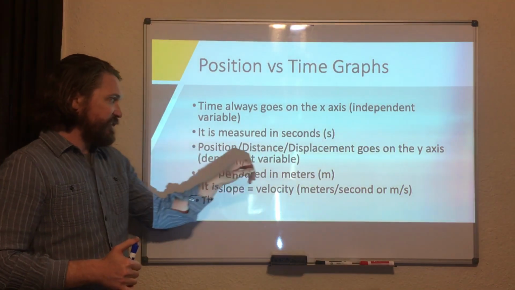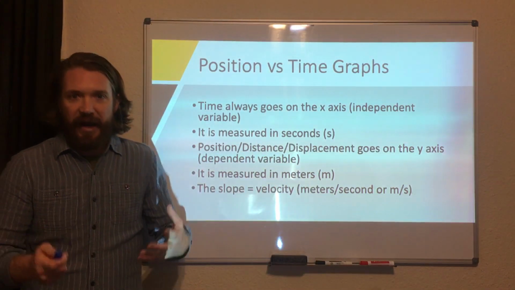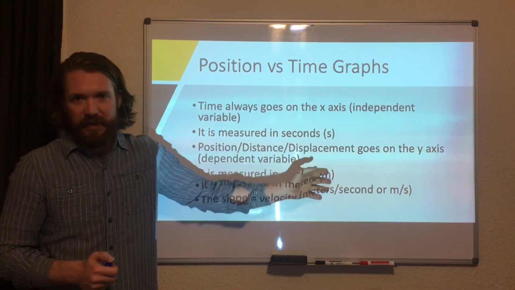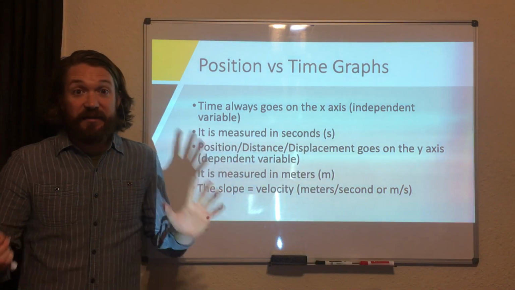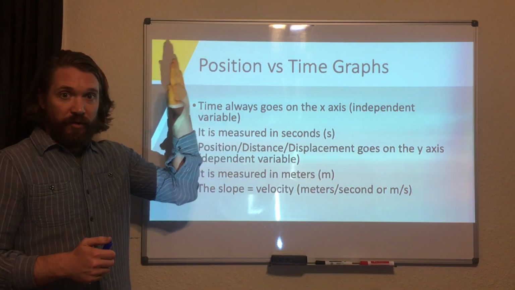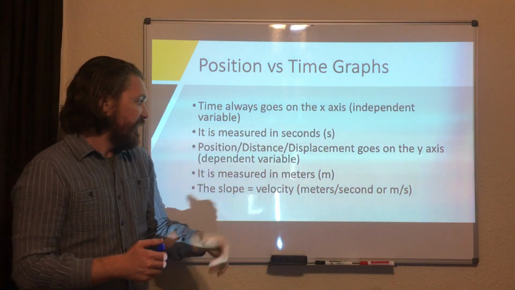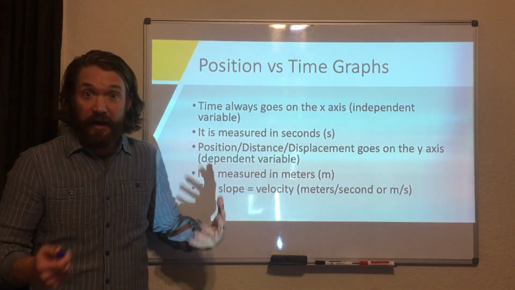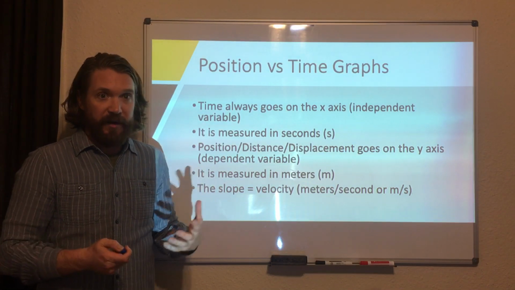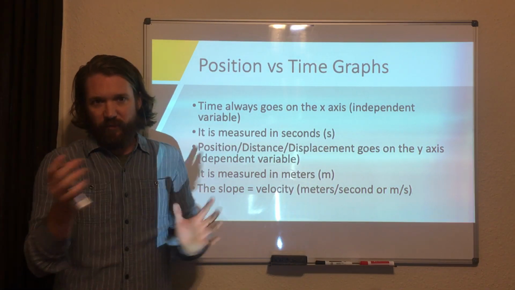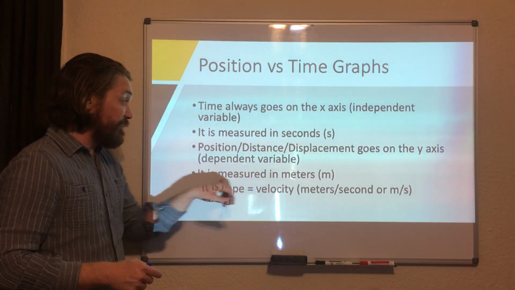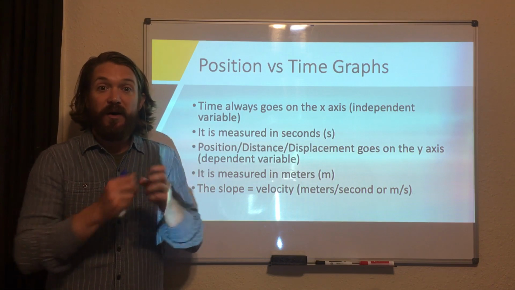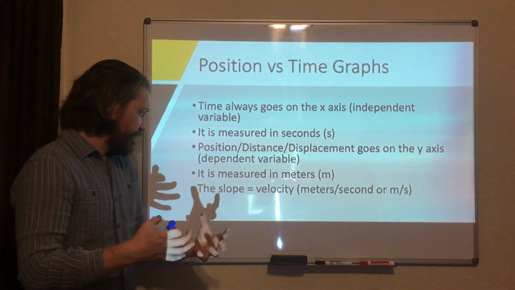Now, position, distance, displacement. On a graph, you'll see all three of these names. Usually position or distance, sometimes displacement. But you'll see any of these three names, and they always go on the y-axis, the vertical axis. That's because they are dependent, okay? They're dependent on what time you're looking at. Where you are depends on what time it is. Kind of weird to think about, but true. We always measure it in meters or centimeters or kilometers, but some version of meters.